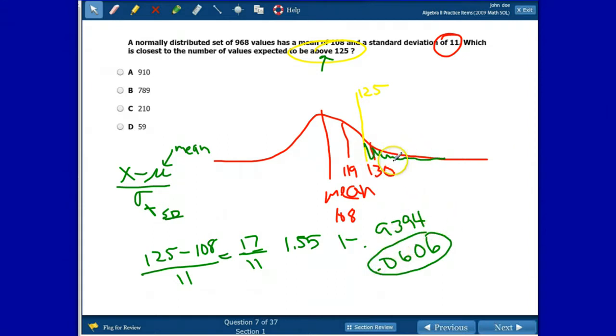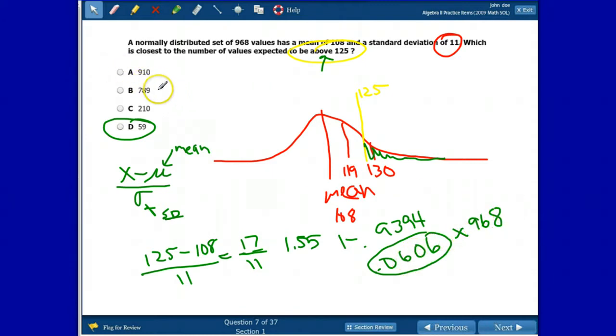It's a tiny little bit, and it doesn't want the probability. It wants how many out of the values. So you're going to take this number and multiply it by 968, and when you do that, you will get 59. And that's how you do that. If you move the decimal point, it's like 6%. It's really a small amount of the 968.